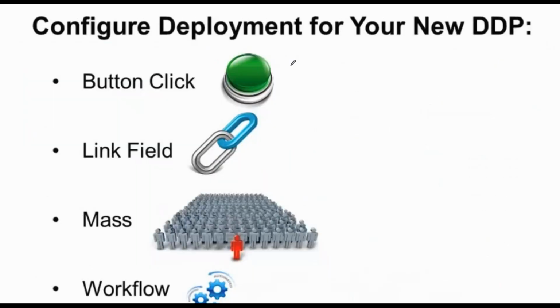The next thing is configuring deployment. Now, you were seeing me do it from a button click. So that was how you were seeing me doing the generate documents, from a button click. But we can also create hyperlinks that are actionable hyperlinks. And we can also do mass mailing as well.